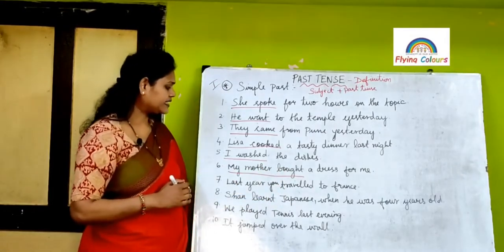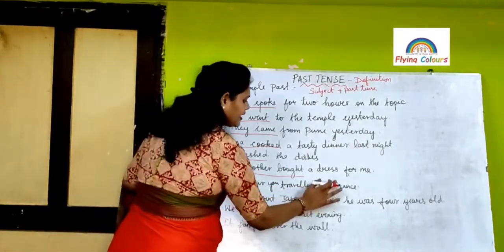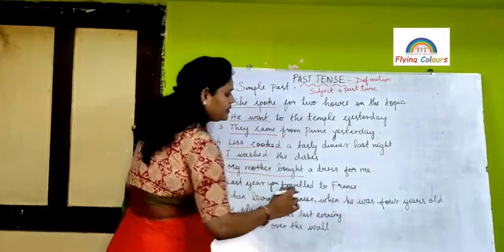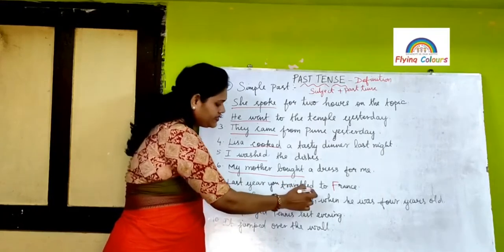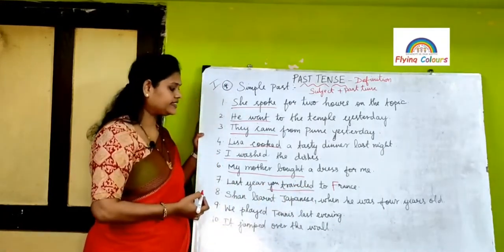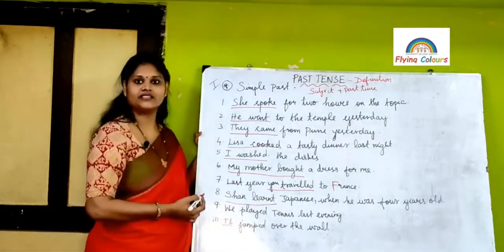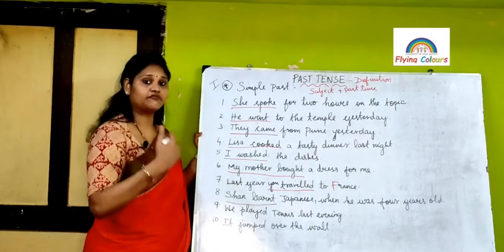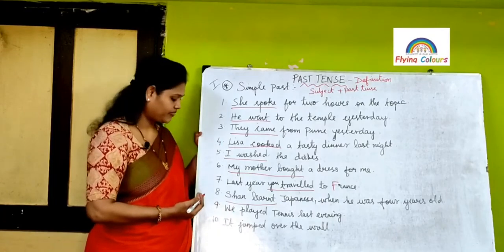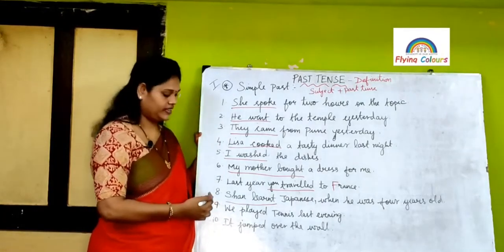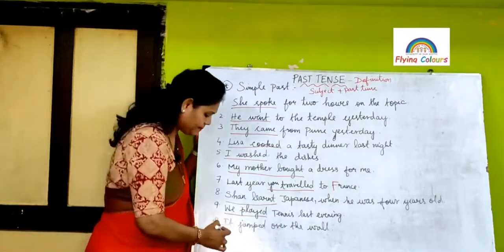Last year you traveled to France. See, France is a proper noun, so it should be in capital letters. Here you is the subject and traveled is the simple past. Shan learned Japanese when he was 4 years old. Shan learned. This is the simple past. You have to write a subject plus the past tense to change the tense into simple past. That's all. We played tennis last evening. We played is the simple past. It jumped over the wall. It jumped is the simple past.